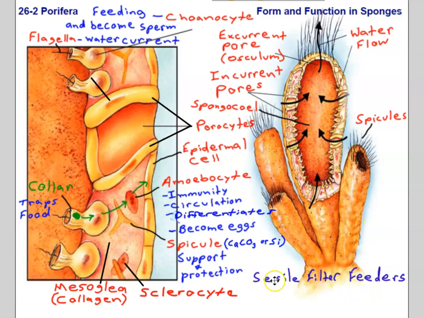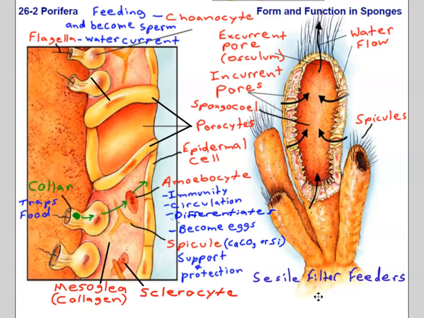Sessile is a term that refers to being attached. So they just stay in one place. They attach and they stay in one place, and they sit there and filter feed small food particles from the water. Now I want to remind you that sponges, or phylum Porifera, is the very first phylum in the animal kingdom.